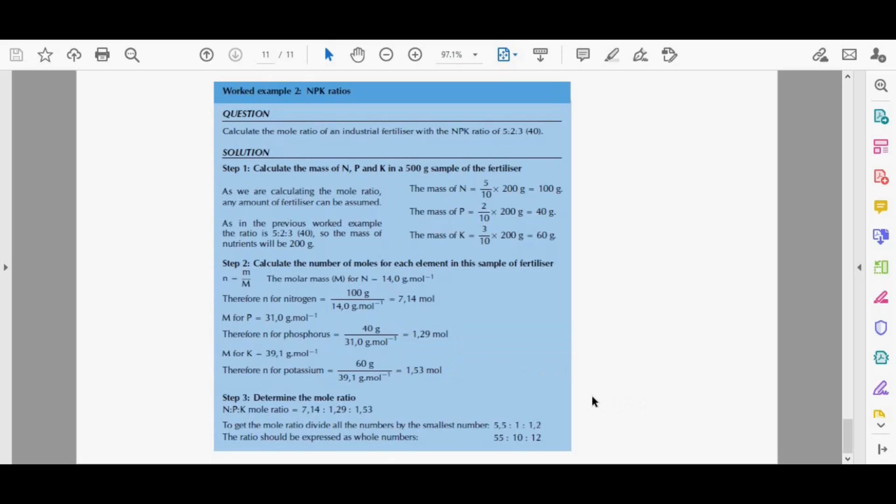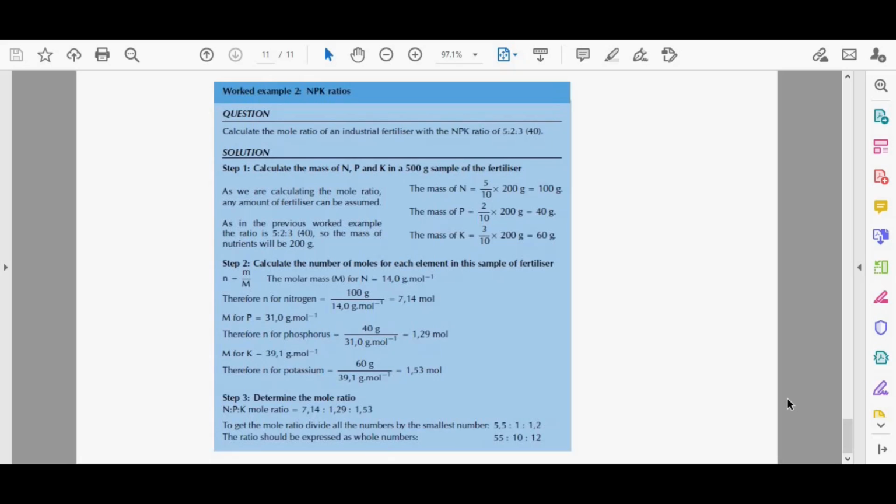Alright, so now what do we do? Now we just decide that we are going to determine the mole ratio by plugging them in the same format. N is to P is to K, which means 7,14 is to 1,29 is to 1,53. Okay, that's the unsimplified mole ratio. To get the mole ratio, we need to divide obviously by the smallest number. So we divide by the smallest number, it looks like by 1,29, and we get 5,5 is to 1 is to 1,2.